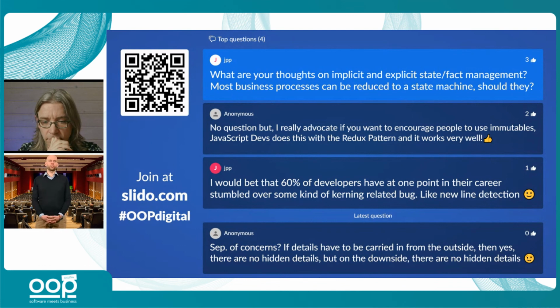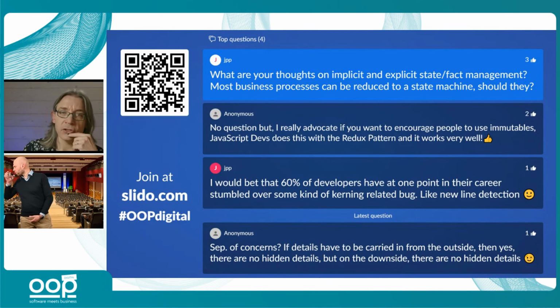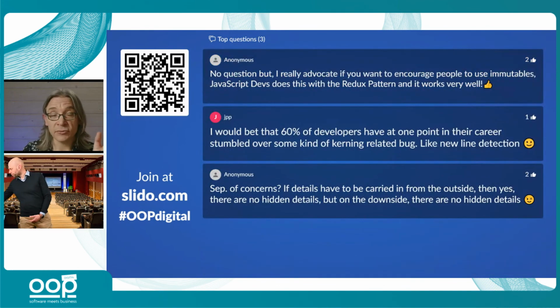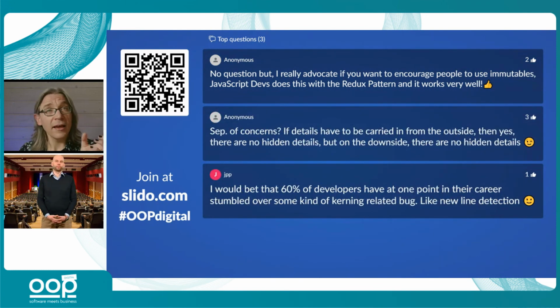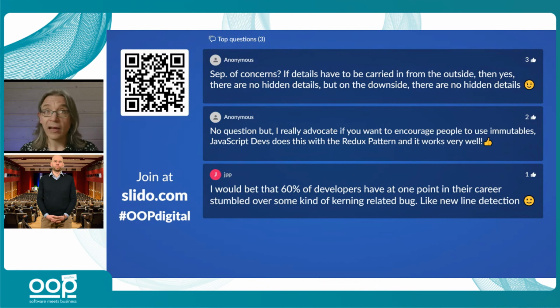Okay, next one is not a question, but I really advocate if you want to encourage people to use immutables. JavaScript devs do this with the Redux pattern and it works very well. Yes, absolutely. I will throw into that, if you are interested in learning Haskell or doing some front-end stuff, have a look at Elm. It really is worth your attention. One thing it does is it has immutable data structures by default. It does a lot of the big tricks of Haskell, and it's very user-friendly to get started with. So if you want to play around with some of these ideas at a language level, Elm is a very nice way to get started, and it will let you build some good websites.